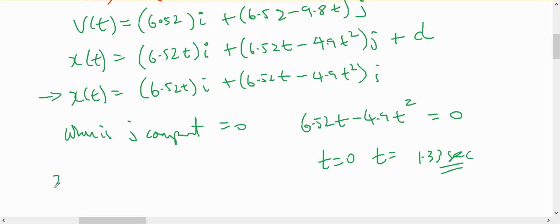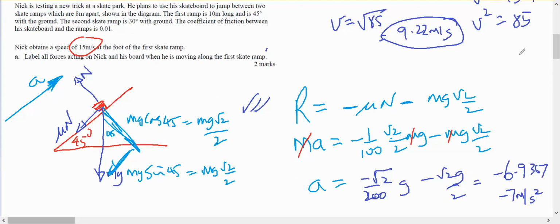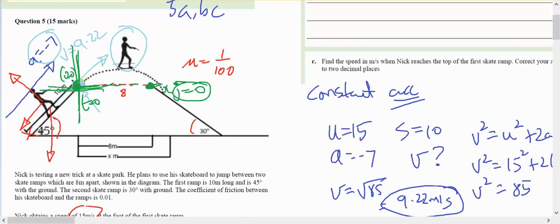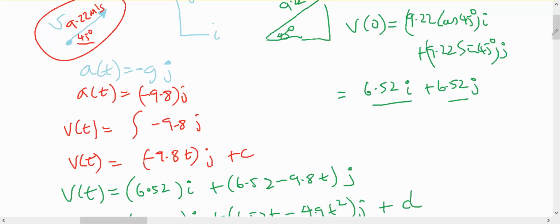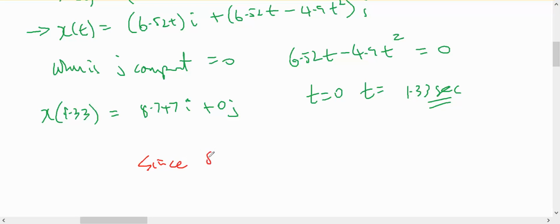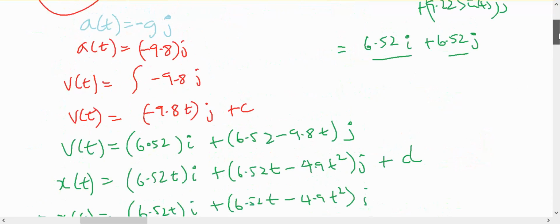So if I put X of 1.33, I can find out where it is at that time, and I come up with 8.747 in the I plus 0 in the J. And since 8.747 will place your person there, he has to land on the ramp and not miss the ramp. Hope that logic makes sense. Since 8.747 is bigger than 8, therefore lands on the ramp. So that's part D.